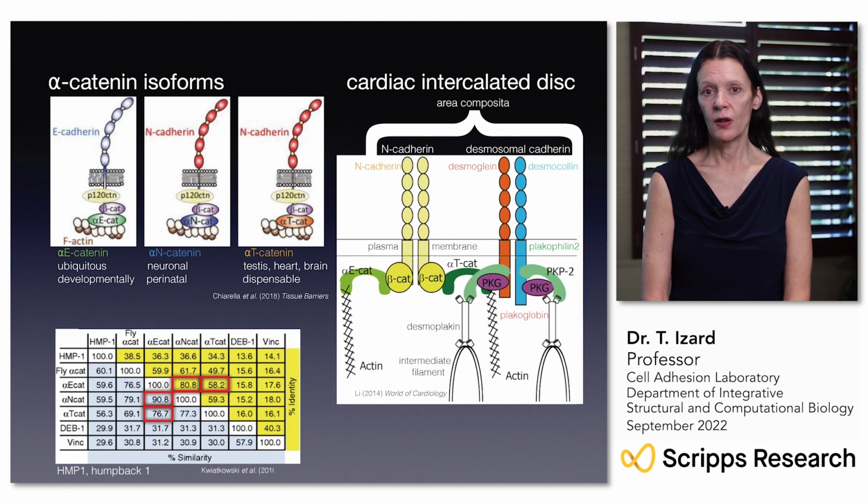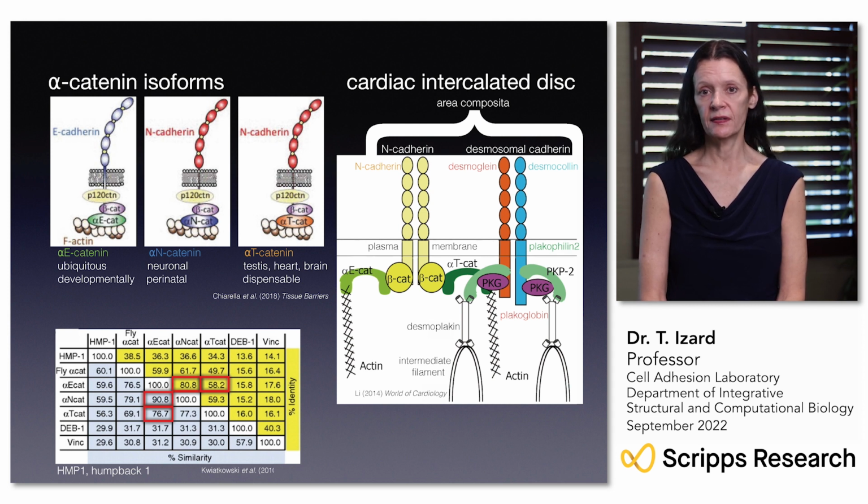As you know, lower vertebrates do not have the area composita in the heart. The heart of mammals deals with an increased mechanical load by anchoring both actin and intermediate filaments over an extended junctional area of the intercalated disc. This is accomplished by plakophilin 2 binding to the intermediate filament and to alpha-T-catenin. Alpha-T-catenin then also binds the actin cytoskeleton.